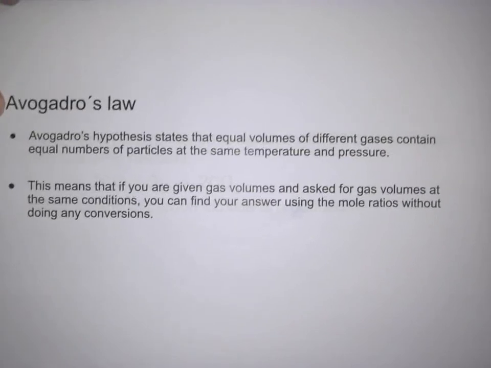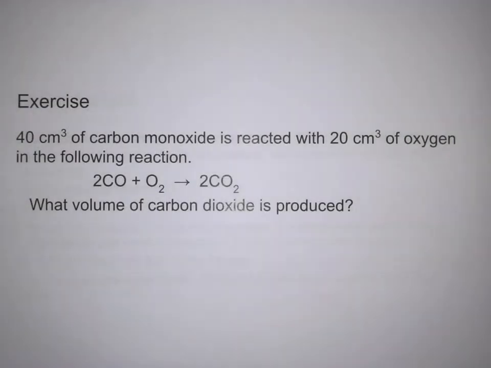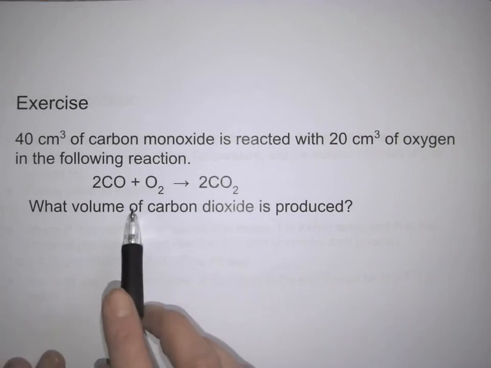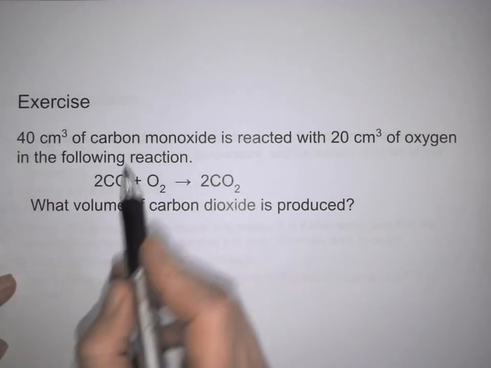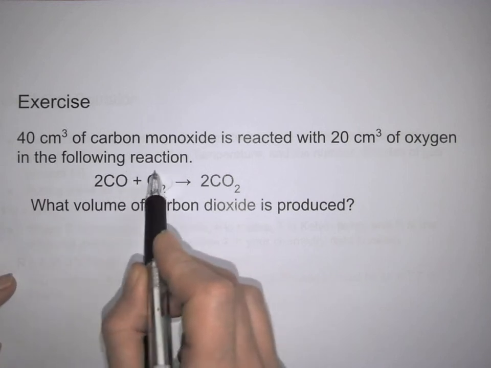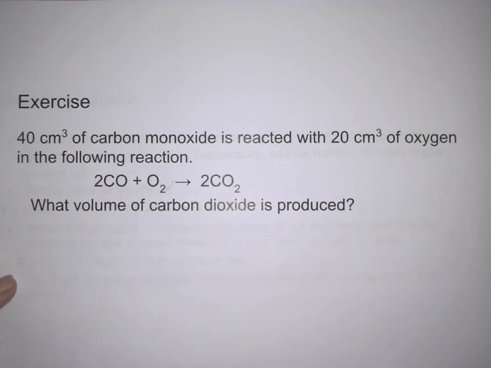So this is what we're going to do. We're going to apply Avogadro's law. And this is the exercise. 40 cubic centimeter or milliliter of carbon monoxide is reacting with 20 cubic centimeter of oxygen. And this is the reaction here. They want to know what the volume is of the carbon dioxide that is produced. So we know we have 40 of this and 20 of this, and they want to know this one here.